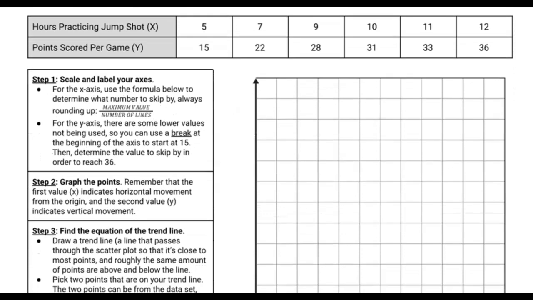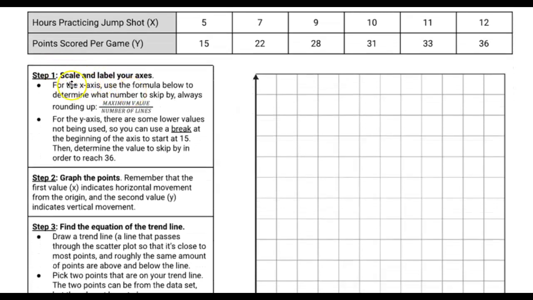All right, it tells us that step one is to scale and label the axes. So the x-axis is going to be hours practicing jump shot, and the y-axis is going to be points scored per game. It's always going to be in this class where the first set of data they give you is going to be x, and the second set of data they give you is going to be y. This is going to be the independent variable x, and the dependent variable is y.